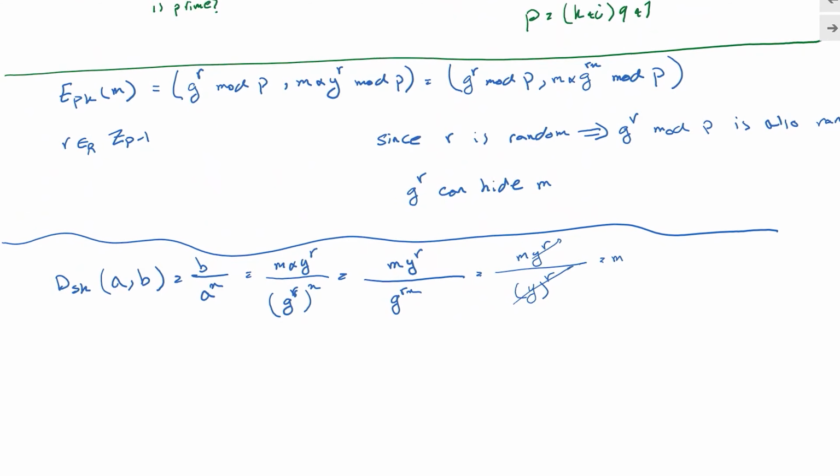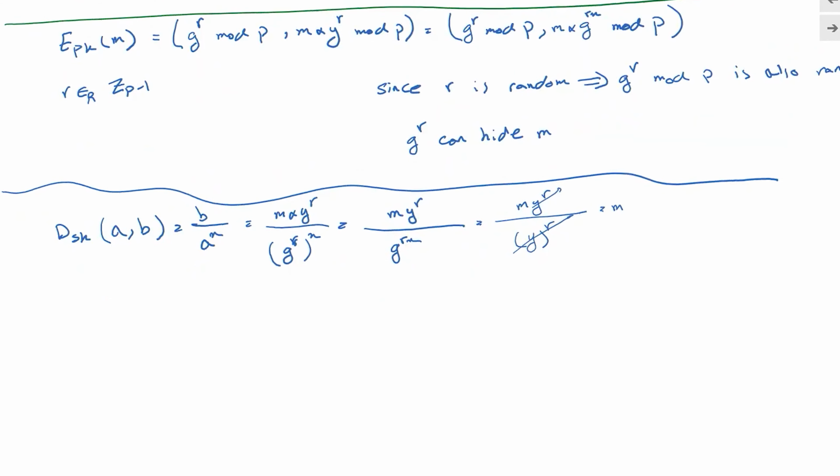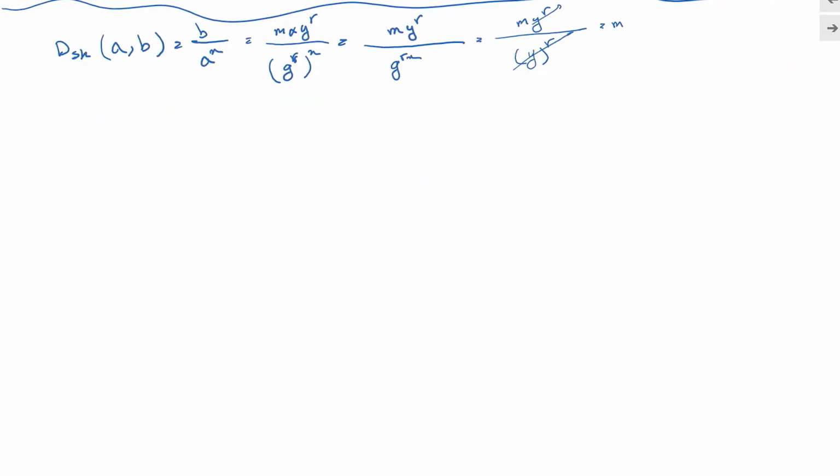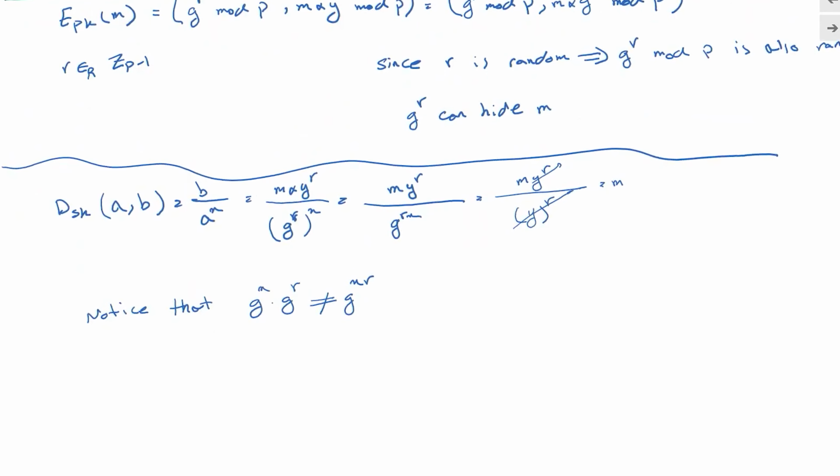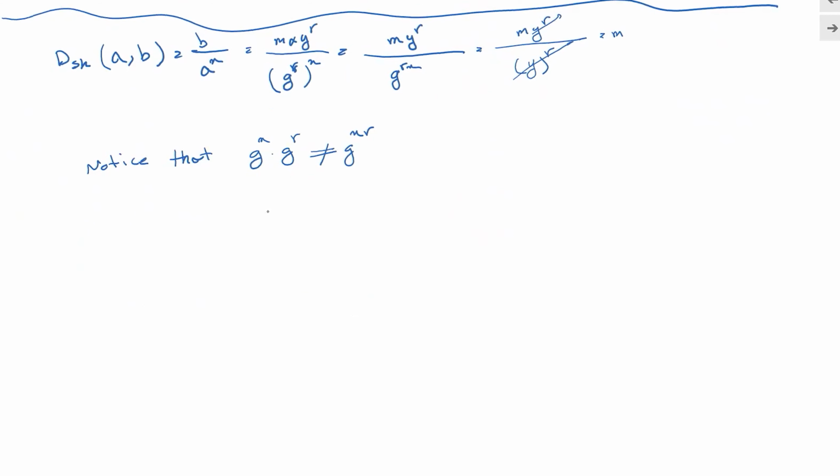The only thing is that students often make a mistake, so I want to put a notice here that G to the X times G to the R is not equal to G to the XR. Sometimes people say, I have this G to the R, and if I multiply it by G to the X, which is my Y, I should already get this one and I can decrypt this message. But this part is G to the X plus R. If you just multiply it, it is not G to the XR that we are looking for, right?